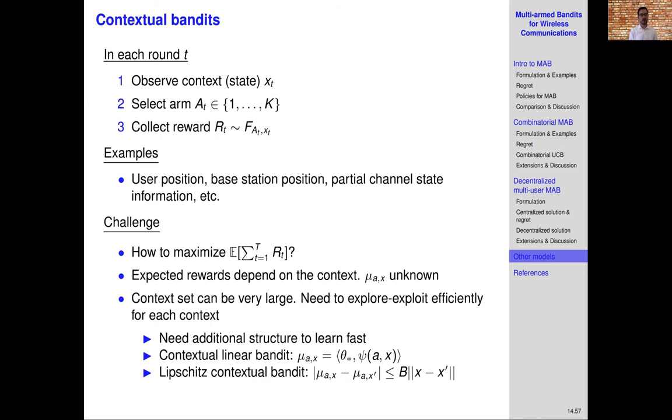The first one is contextual linear bandit. In the contextual linear bandit, the expected reward of arm A given context X is assumed to be a linear function of an unknown parameter theta star and a feature map that maps action and context to a space with the same dimension as the unknown parameter vector.